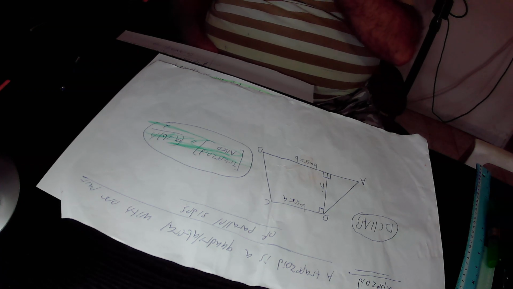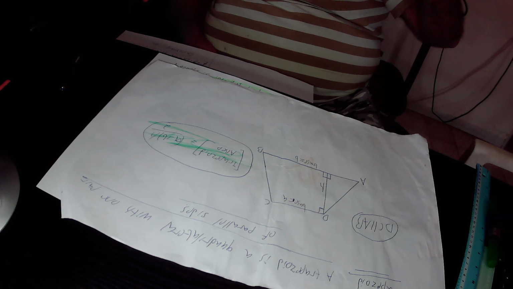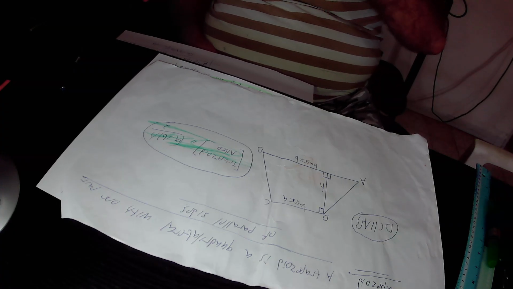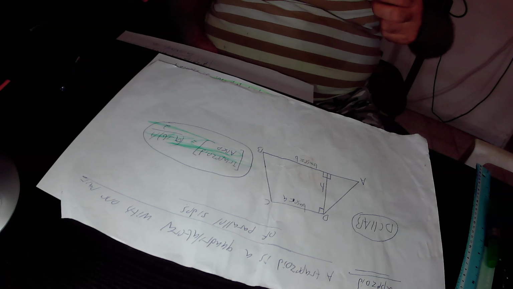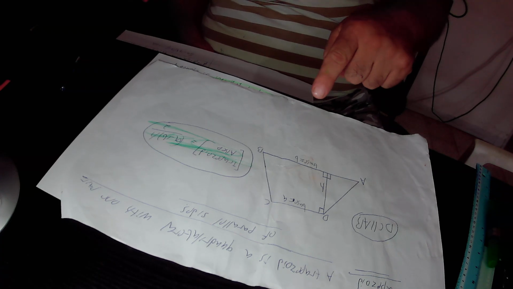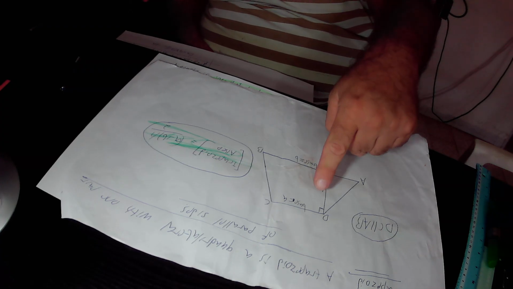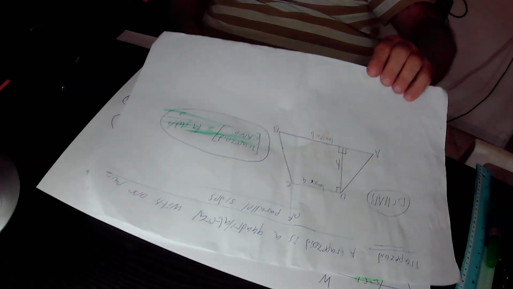And again, in conclusion, we shall find out that a trapezoid is a quadrilateral with one pair of parallel sides, and the area of any trapezoid equals the sum of its two parallel bases. In this case, it is A plus B times the height over 2. The height must create 90 degrees with the two parallel bases.